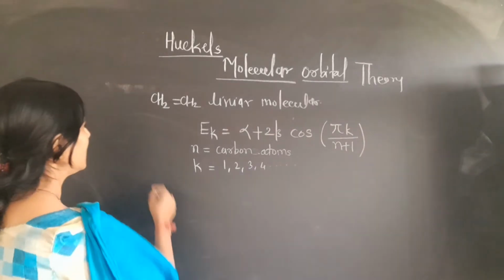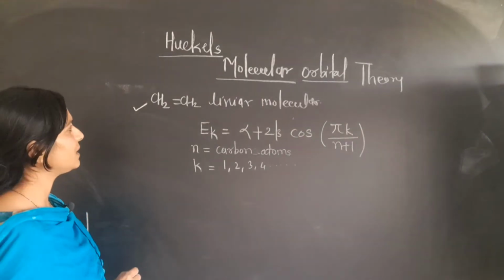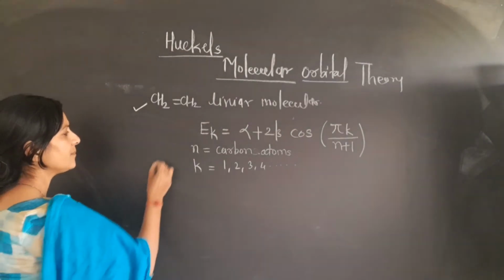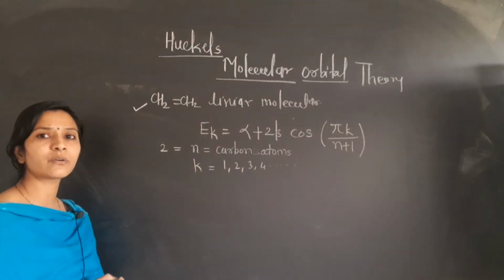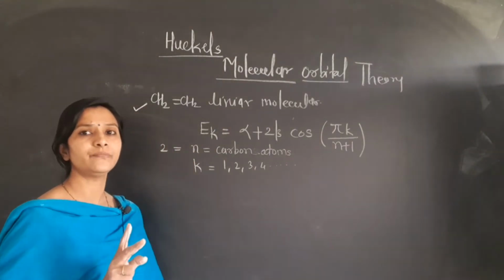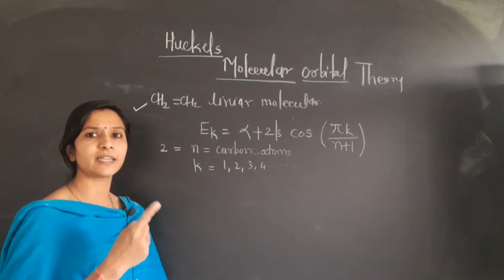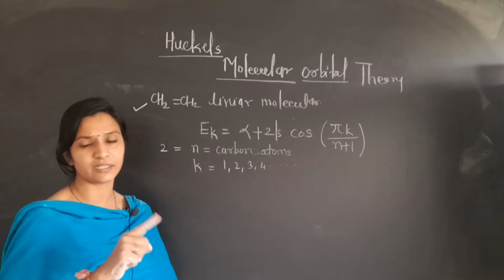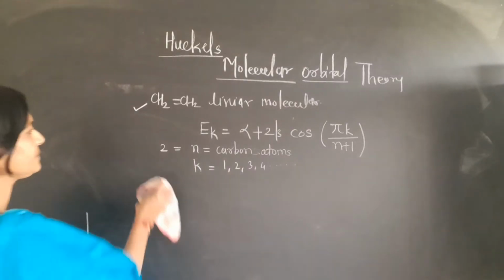Okay, now we discuss the example of the ethene molecule. In the ethene molecule, the number of carbon atoms is 2. Therefore, the k value first is k equal to 1 and the second time k is equal to 2. Okay, hope you understand this.